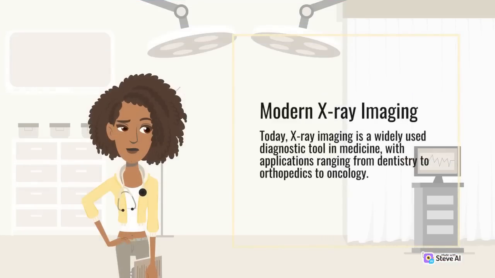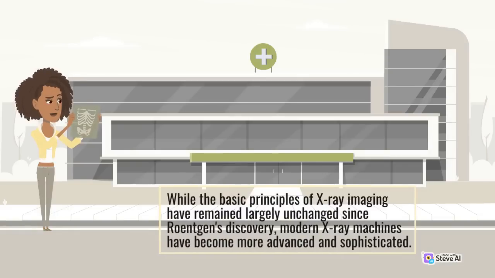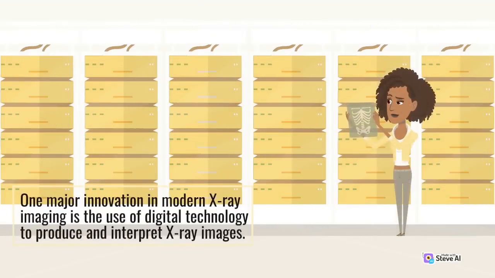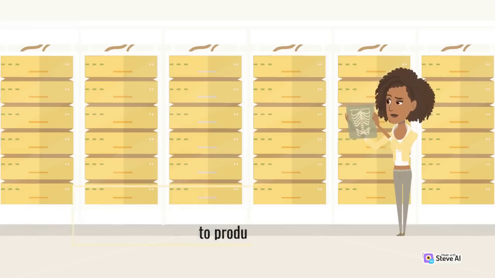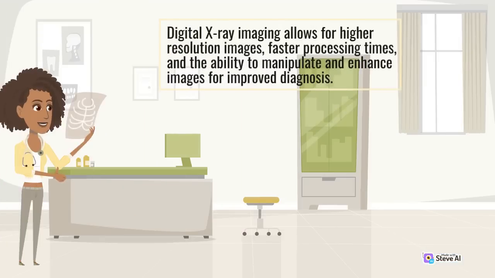Modern X-ray imaging. Today, X-ray imaging is a widely used diagnostic tool in medicine, with applications ranging from dentistry to orthopedics to oncology. While the basic principles of X-ray imaging have remained largely unchanged since Röntgen's discovery, modern X-ray machines have become more advanced and sophisticated. One major innovation in modern X-ray imaging is the use of digital technology to produce and interpret X-ray images. Digital X-ray imaging allows for higher resolution images, faster processing times, and the ability to manipulate and enhance images for improved diagnosis.